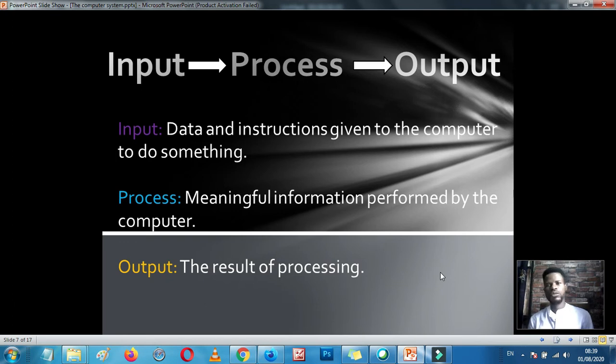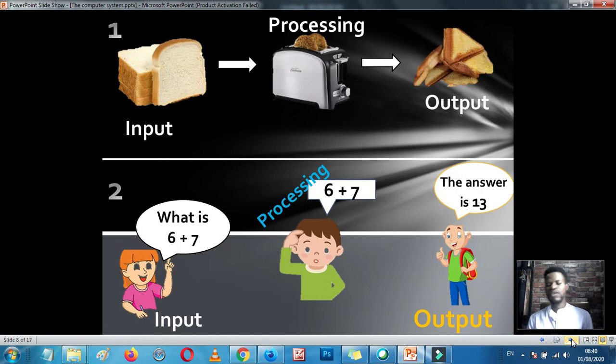In a typical computer system, we use the keyboard or the mouse to input data. The processor, that's the CPU, the brain of the computer, processes this data. After processing, it displays the information using the monitor for us to see, as an output. That's why we call it the IPO cycle.